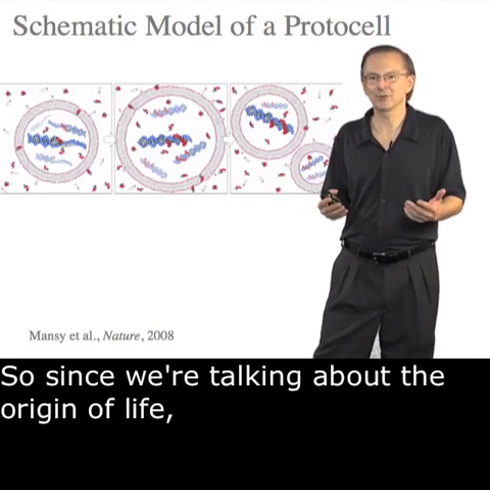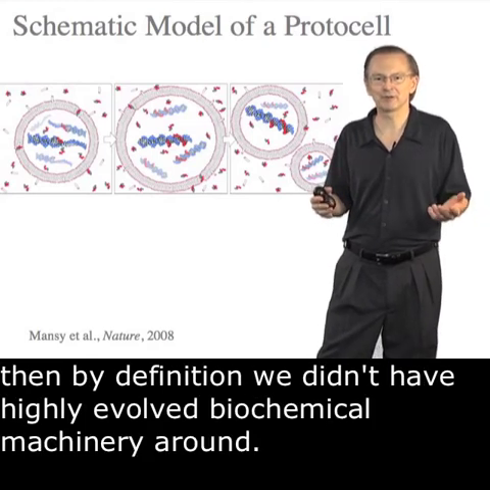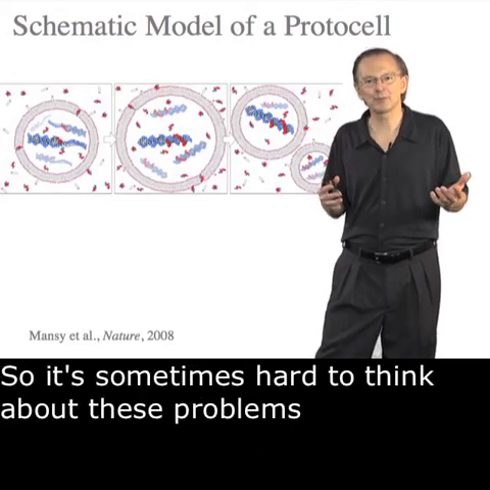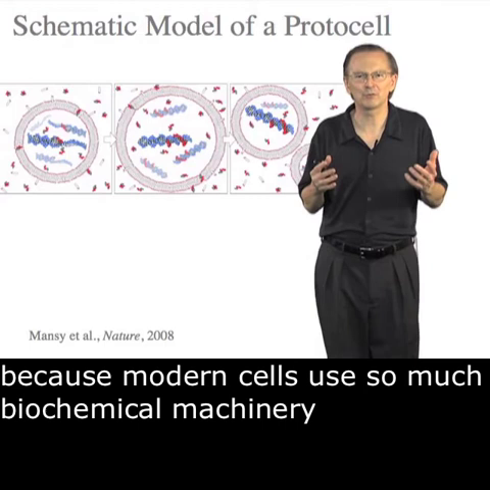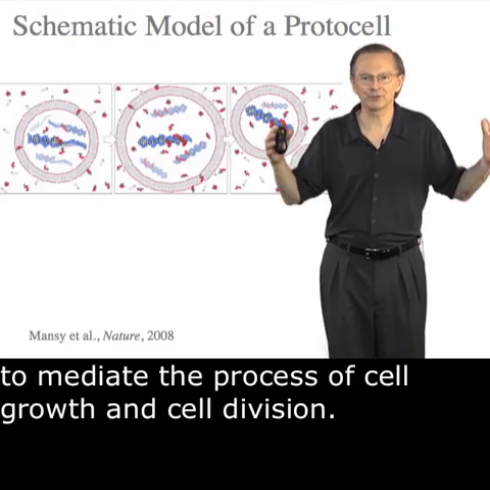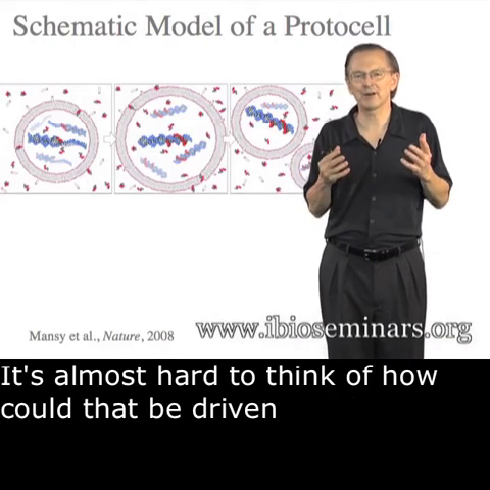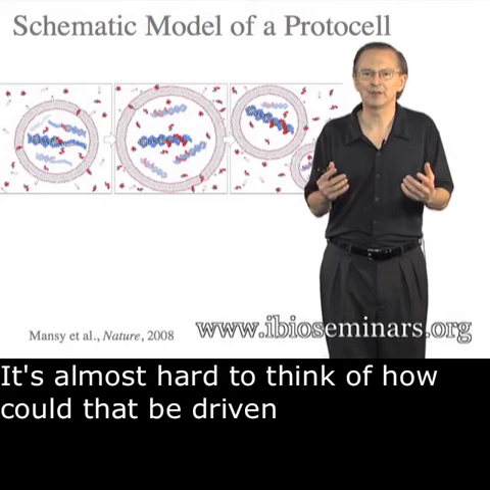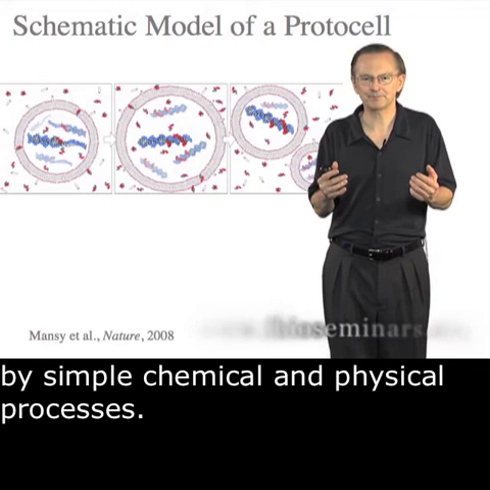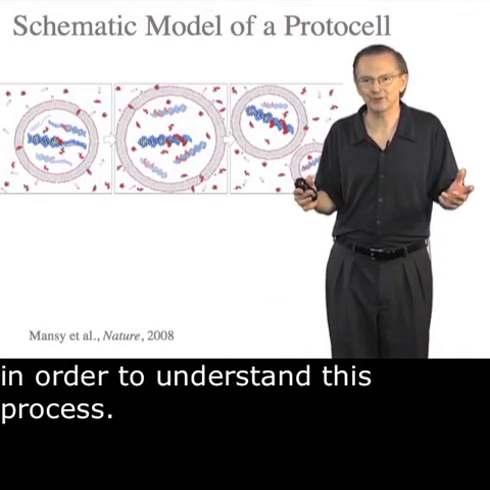So since we're talking about the origin of life, then by definition, we didn't have highly evolved biochemical machinery around. So it's sometimes hard to think about these problems because modern cells use so much biochemical machinery to mediate the process of cell growth and cell division. It's almost hard to think of how that could be driven by simple chemical and physical processes. Okay, but that's, in essence, what we need to figure out in order to understand this process.